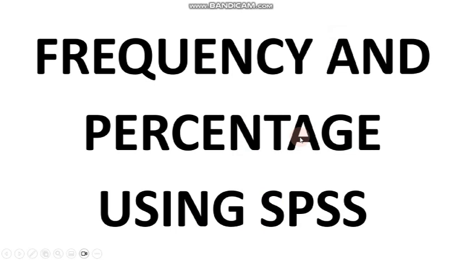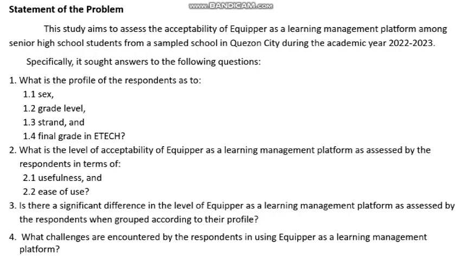Good day everyone. In this video we'll be talking about determining frequency and percentage using SPSS. We'll be working once again with this research which aims to assess the acceptability of eQuiper as a learning management platform. With the given SOPs, we already identified that SOP number 1, particularly the variables sex, grade level, and strand, will be presented using frequency and percentage, and the challenges encountered by the respondents, which is SOP number 4.